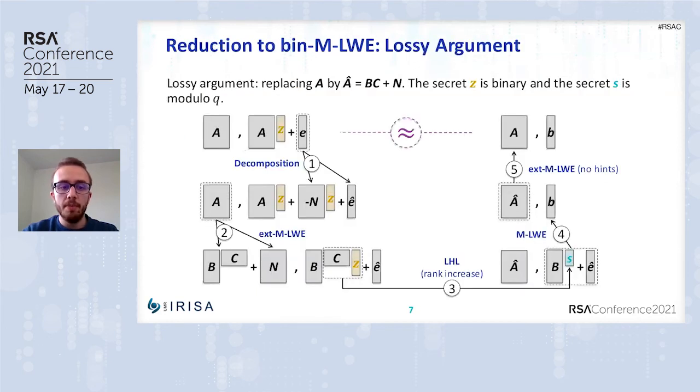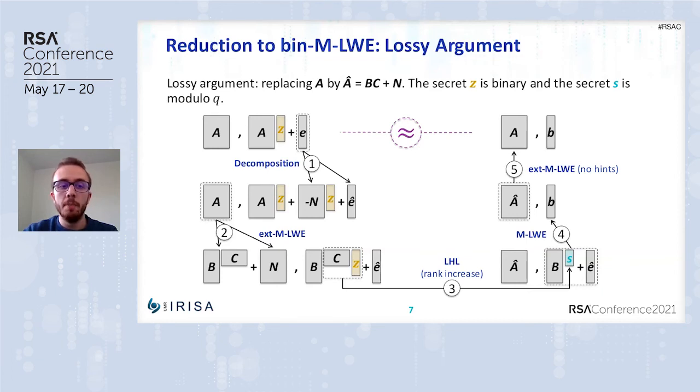The second step that I want to focus on today is the final reduction to binary MLWE. In this step, we use a lossy argument, which consists in replacing the matrix A by an MLWE instance, BC plus N, where C acts as a secret matrix and N as a Gaussian error matrix. And the goal here is to prove that the top two pairs are indistinguishable to prove that the problem is hard.